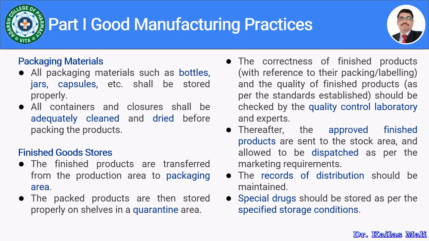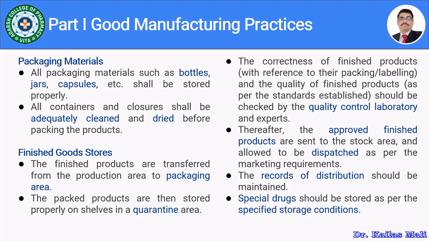After the testing, the approved finished products are sent to the store area and allowed to be dispatched as per the marketing requirement. Once we get the approval from the quality control department for the finished product, it should be dispatched according to the market need or requirement. The record of distribution should be maintained by the finished goods store. The special drug should be stored as per the specified storage conditions, as for certain products, the humidity and temperature need to be maintained.